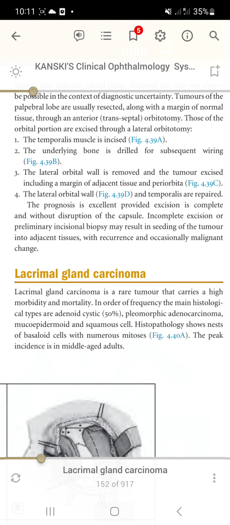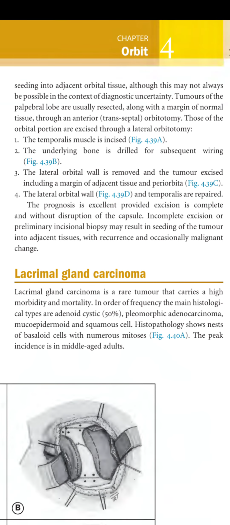For subsequent wiring, the lateral orbital wall is removed and the tumor excised, including the margin of the adjacent tissue and periorbita. So if you suspect a tumor, you also remove some normal margin as well. The lateral orbital wall and temporalis are repaired. The prognosis is excellent provided excision is complete and without disruption of the capsule.